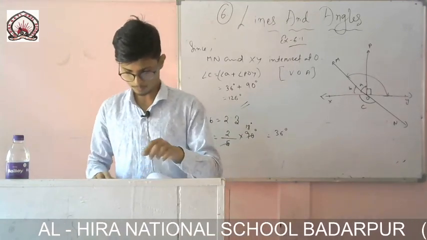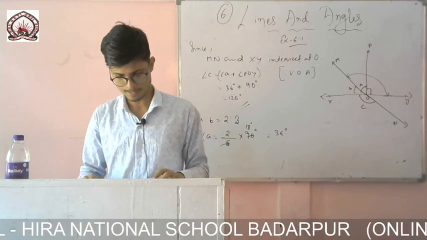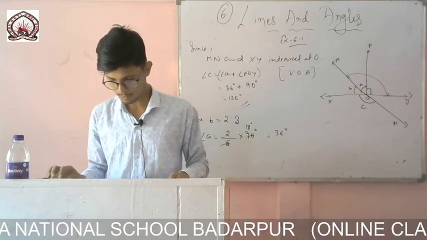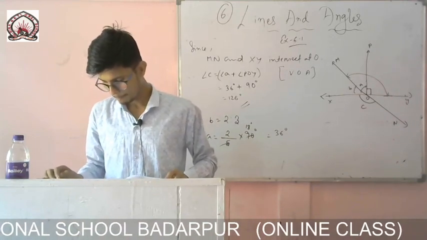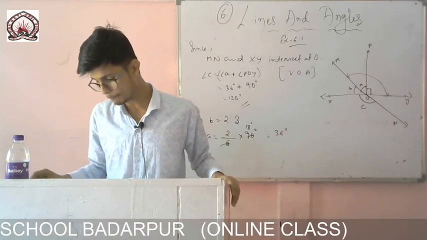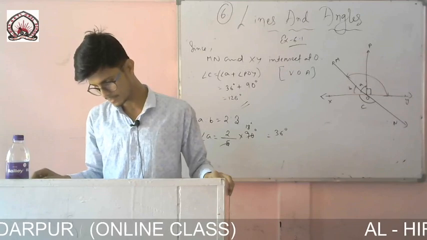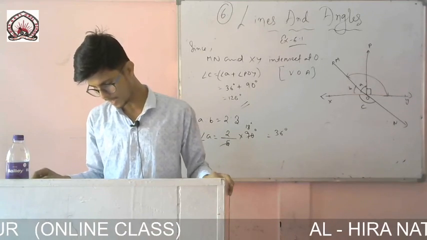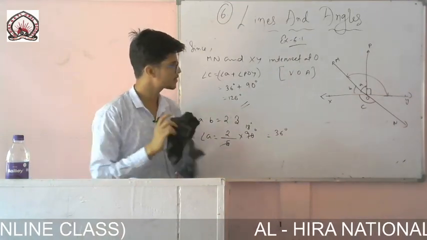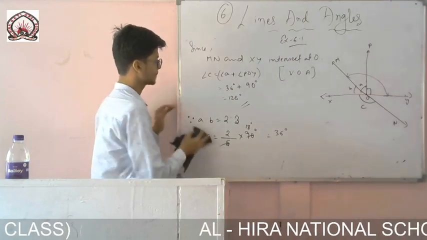So now let us move to the next question, question number 3. In the following figure you see angle PQR is given equals to angle PRQ. Then prove that angle PQS is equals to angle PRT.